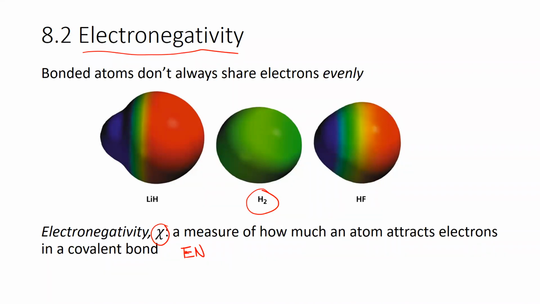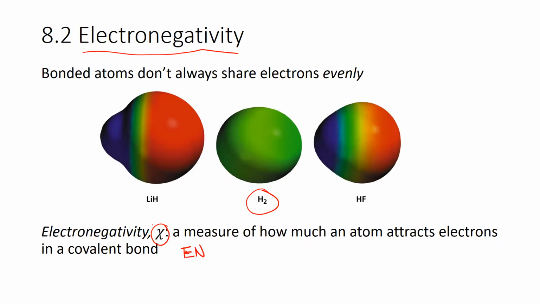So when they pull on the electrons, they each pull with the same amount of force, if you will, right? They have the same type of energy of attraction between the nucleus and the electrons that they're sharing. But if you have two different atoms, there's a good chance that those two different atoms are going to pull on the electrons with a different amount of force.